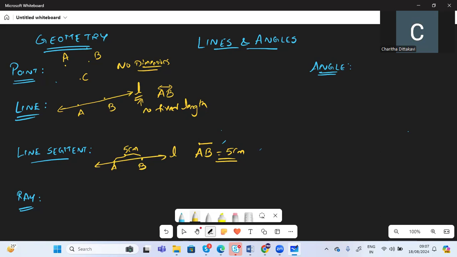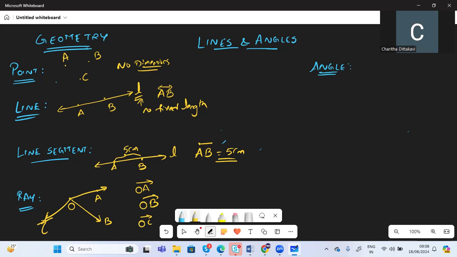A ray has one fixed point from which it can be drawn. This will be your initial point, you can call it O. And if I mention a point A, OA is a ray. This ray also has no fixed length because it can be extended indefinitely. OA, OB, OC, right? All these are called rays, OA, OB, and OC. If I mention the arrow mark on one side, it means it's a ray.